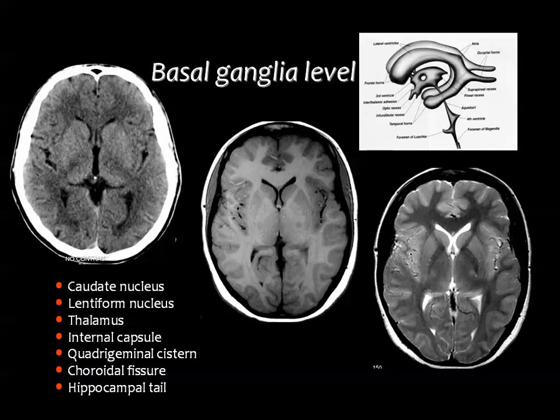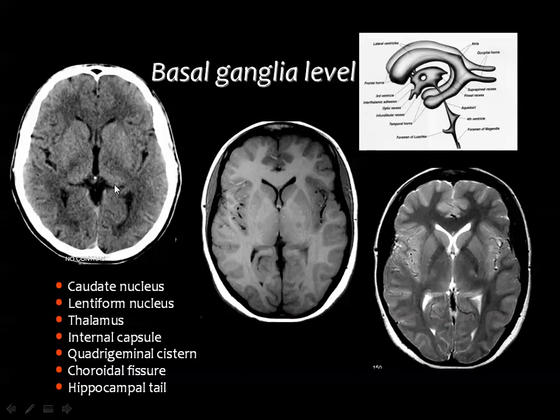Why is this level known as the basal ganglia level? Because you can see the basal ganglia structures, most of the basal ganglia here. In the concavity of the frontal horn of the lateral ventricle, you can see the head of the caudate nucleus, and more laterally you can see the lentiform nucleus, which is triangular in shape. And on either side of the third ventricle you can see the thalamus. This is the left thalamus and this is the right one.